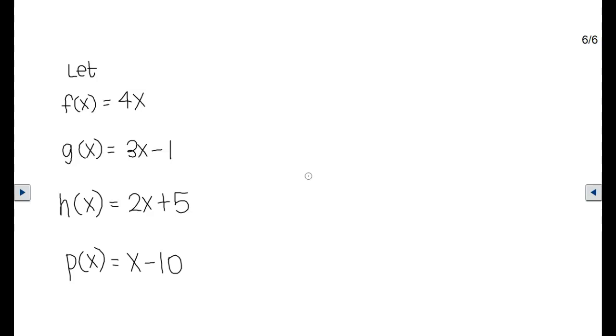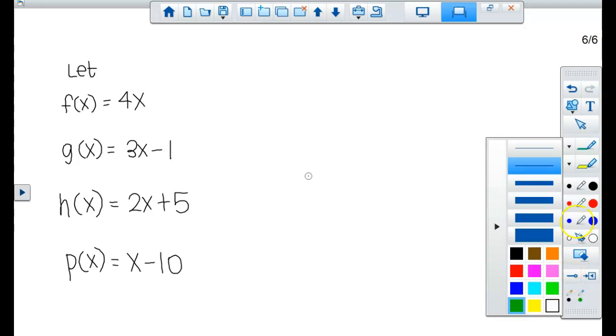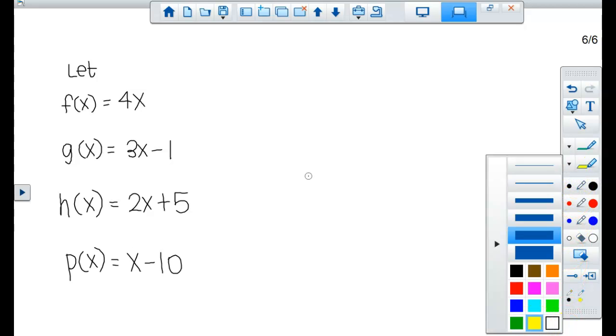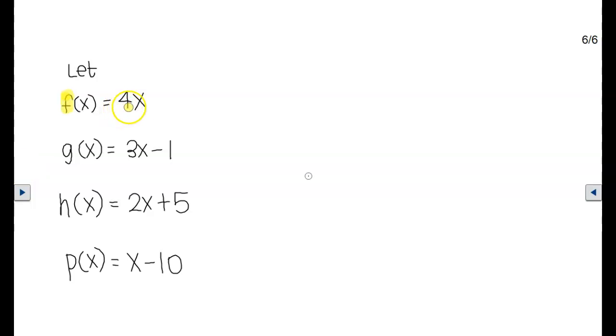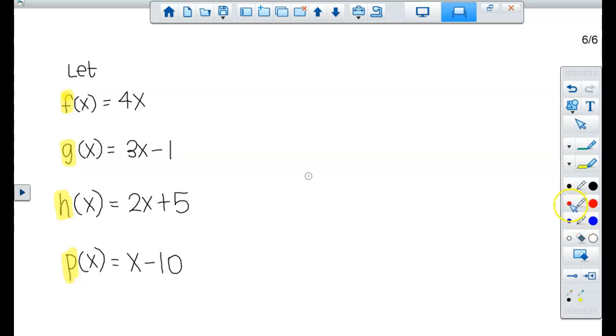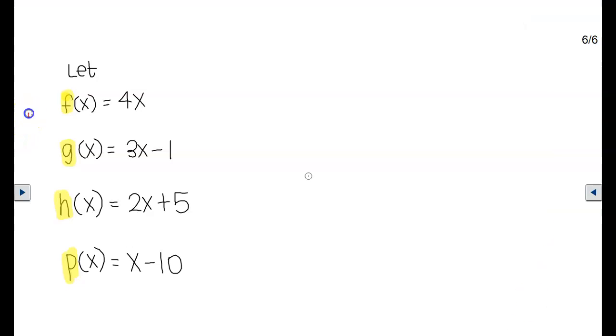Now, here's the reason that I'm doing this. And I want you to notice how I read these. f of x is equal to 4x. g of x is equal to 3x minus 1. h of x is equal to 2x plus 5. p of x is equal to x minus 10. What I need for you to remember is whatever that letter right there is, it is the name of your function. So I want you to notice that right here on the board right now I have 4 functions. I have used a different letter for every single one of them so that they all have a different name.